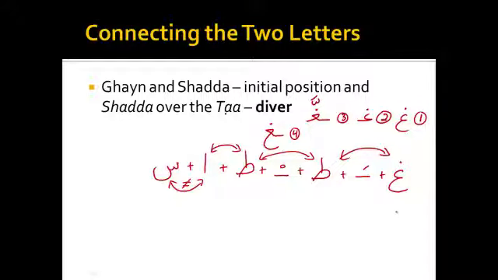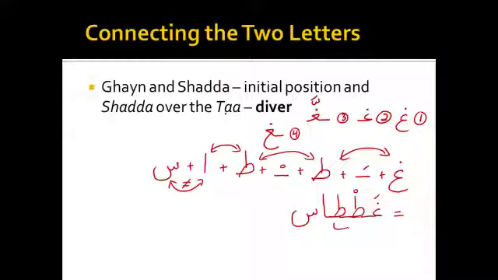So I have here the ghayn in the initial position with a fatha, and then I have a ta here with a sukun, and then I have another ta, and then I have long vowel alif, and then I have my sin, ghattas.